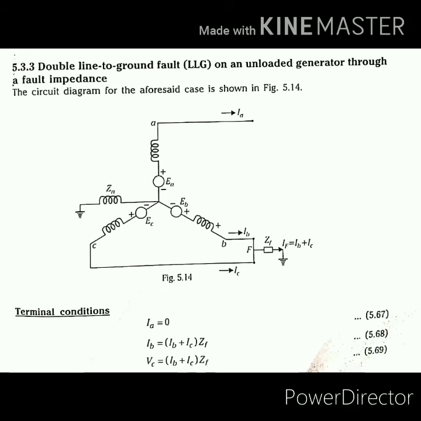And finally, here again we'll see a double line to ground fault through a fault impedance. Here the fault appears in phases B and C because they are shorted, and the total fault current after the fault occurs will be IB plus IC. So we get the terminal conditions from this: IA is still open, which is 0, VB is (IB plus IC) into ZF, and VC is (IB plus IC) into ZF.